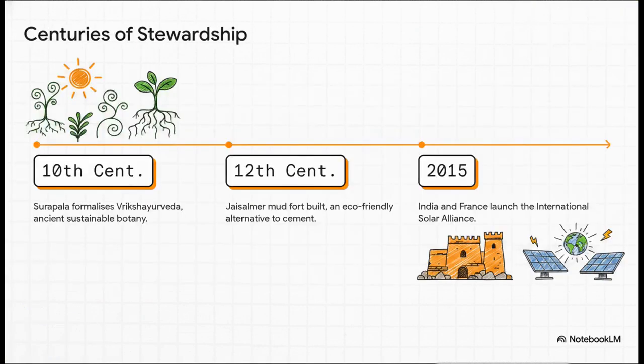And you know, being an eco-friendly steward isn't some brand new modern trend in India. It is a deeply connected story spanning centuries. Way back in the 10th century, a scholar named Surapala formalized Vrikshayurveda. This was an ancient Sanskrit science detailing sustainable agriculture, crop rotation, and soil health centuries before modern science caught on. Look at the 12th century. The majestic Jaisalmer fort was built purely from mud and stone, proving we've always had incredible, durable alternatives to highly polluting modern cement. Fast forward to 2015, and India co-launched the International Solar Alliance with France, leading the global charge toward renewable solar energy. Our ancient wisdom is perfectly aligning with our modern solutions.